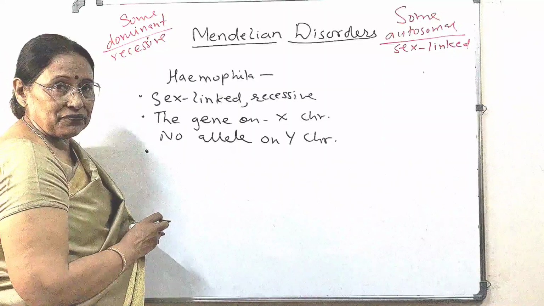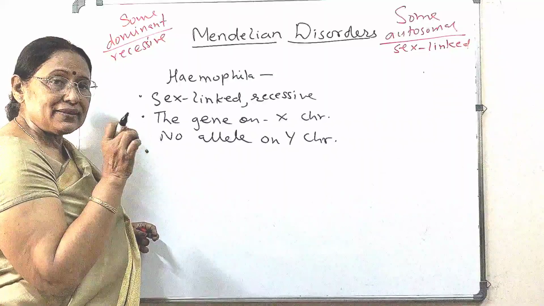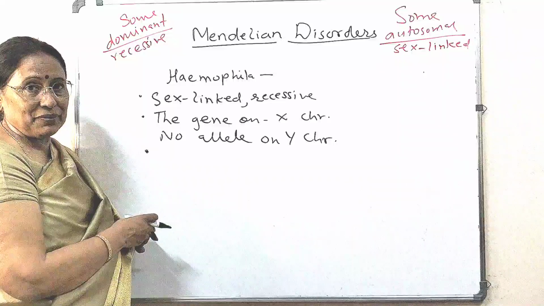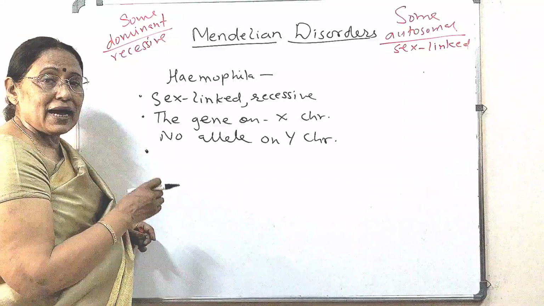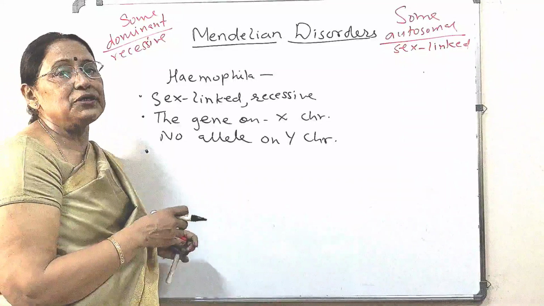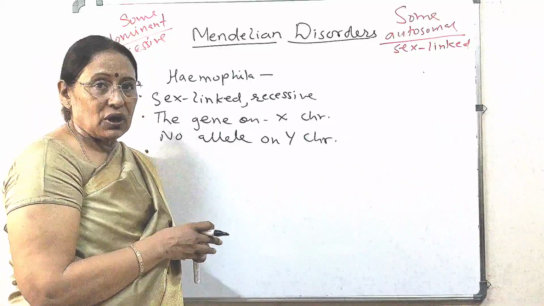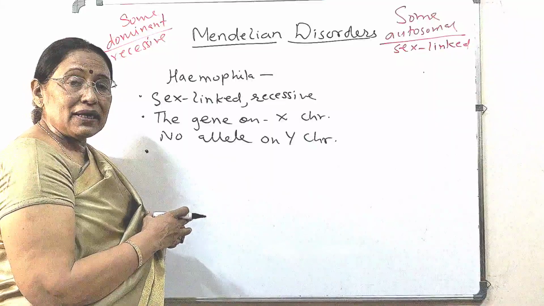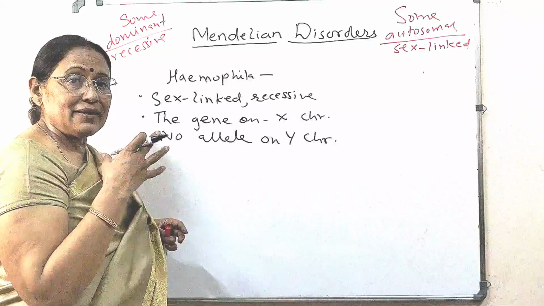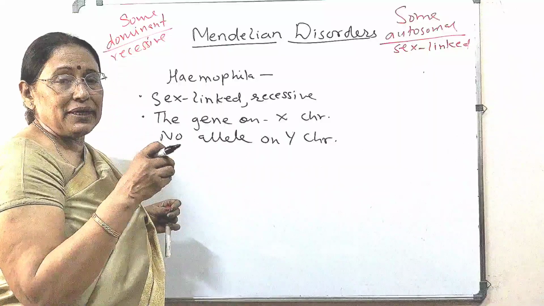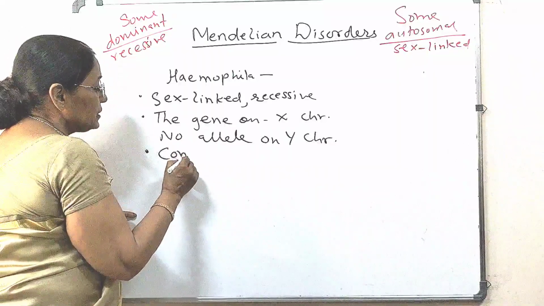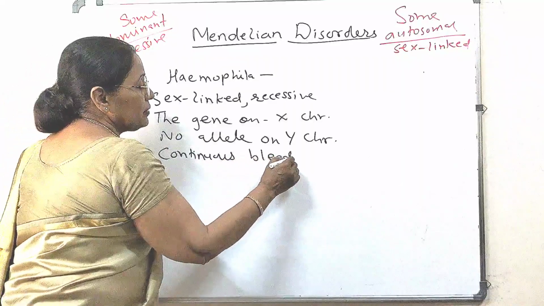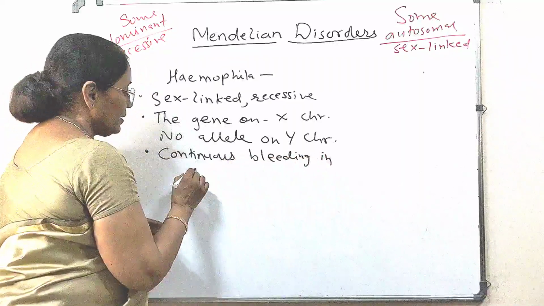What happens in Haemophilia? Whenever there is any cut or injury, the blood starts coming out of the body. After some time it stops. Why does it stop? It stops because there is clotting. But in case of Haemophilia, the blood does not clot and so there is continuous bleeding which does not stop in any injury.